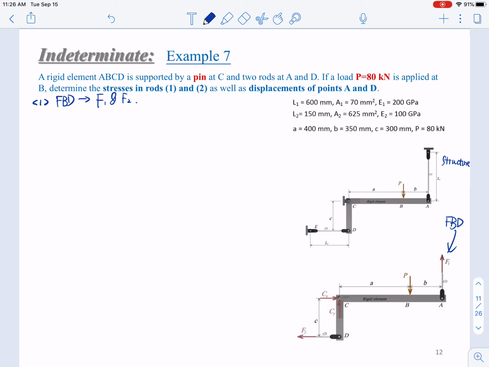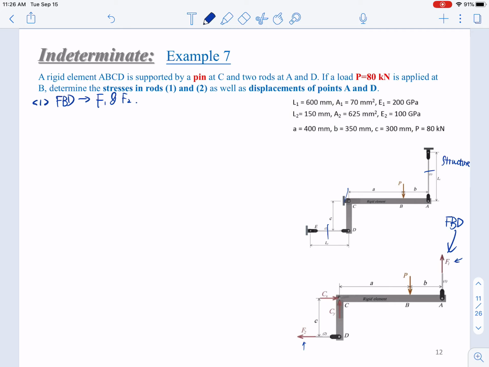You just cut it from here and cut it from here and make them free. Then you will have F1 in rod 1, F2 in rod 2, and at point C, where you have Cx and Cy. At point C, it's a pin support, so no M at this point. So based on this free body diagram, we can write at least 3 equations.